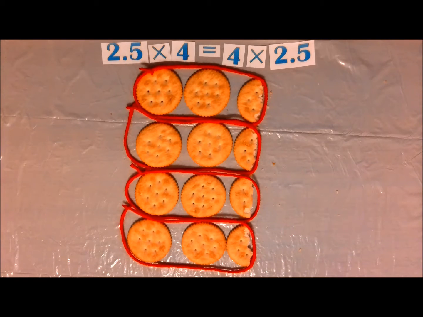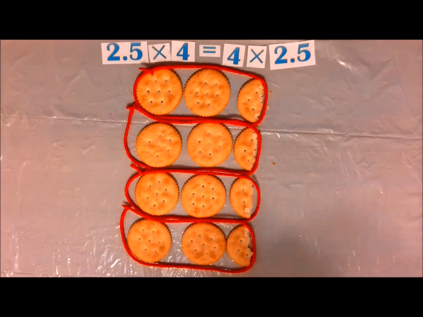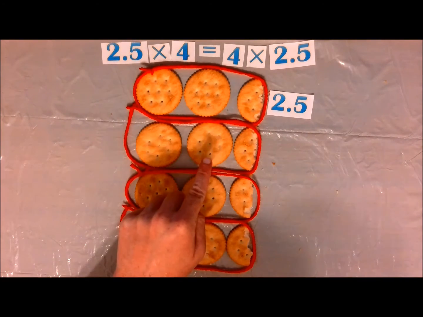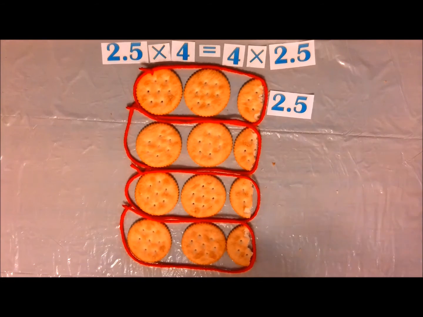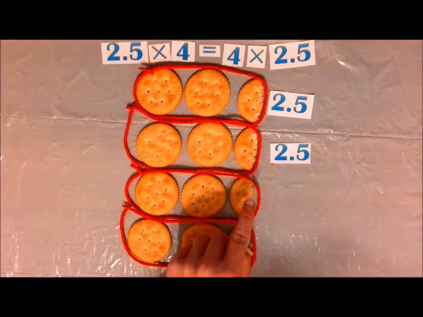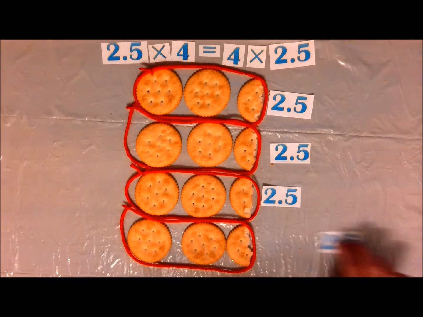So I grouped them according to rows this time. Let's see how many crackers we have in each group. 1, 2, 2 and a half in this group. The same in each of the other three groups: 1, 2, 2 and a half.